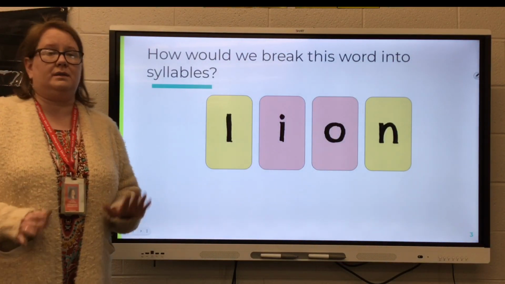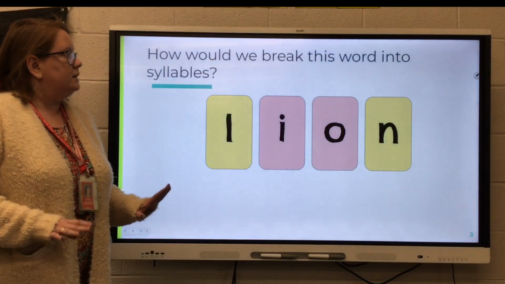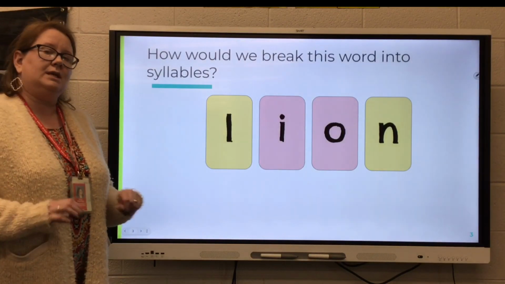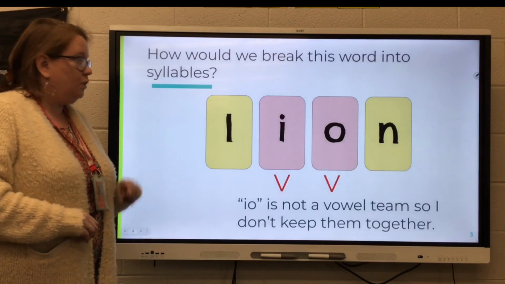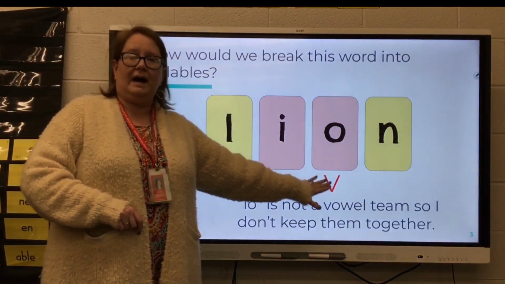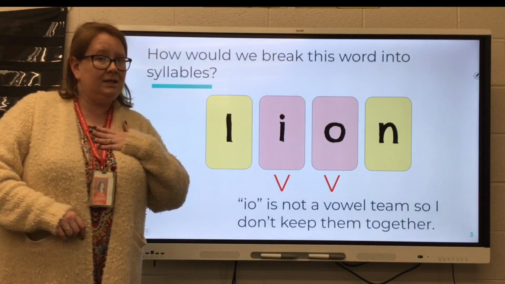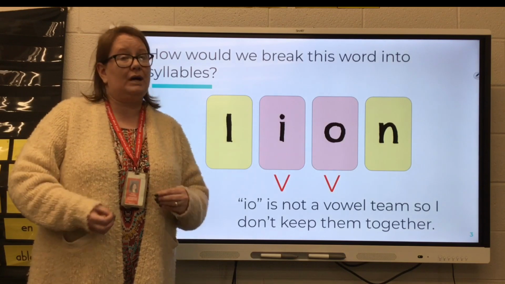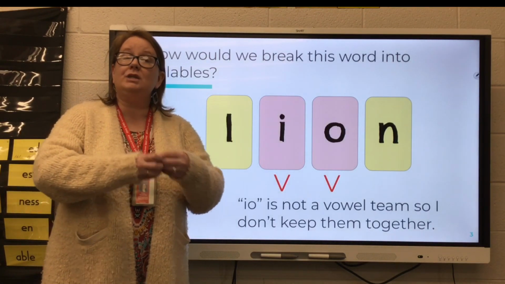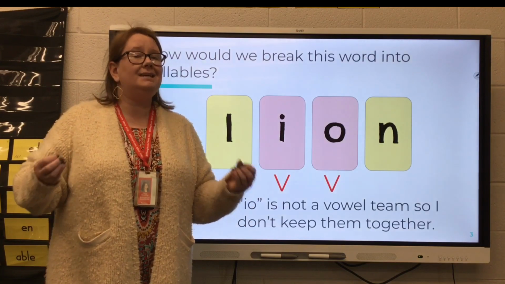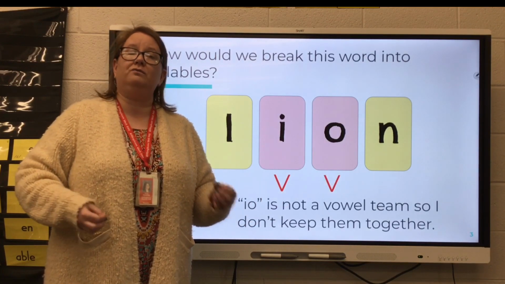So let's start with this word right here. To start with, the first thing we need to do is find our vowels. When I look at this, I see two vowels. I know I-O is not a vowel team, so I'm not going to keep them together. I actually need to separate them because each syllable has to have its own vowel sound.